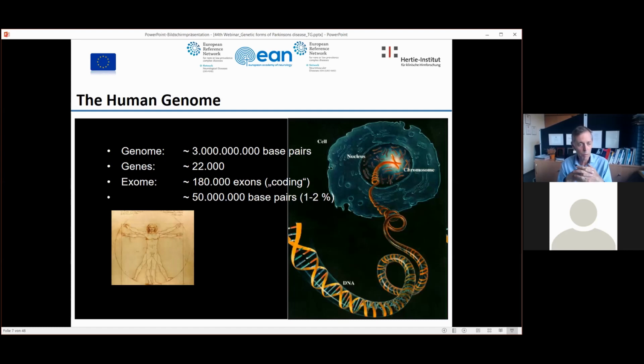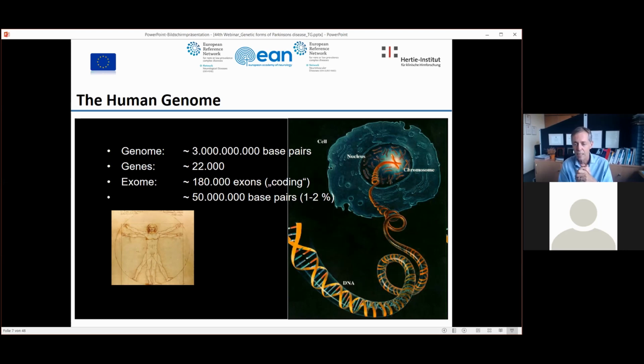It has probably been quite a while for most of you that your genetics courses at medical school or wherever you got your education are over. So just to refresh you on that. The human genome consists of about 3 billion base pairs. The actual genetic information that is coding for genes is organized in roughly 22,000 genes, which themselves are composed of a total of 180,000 exons.